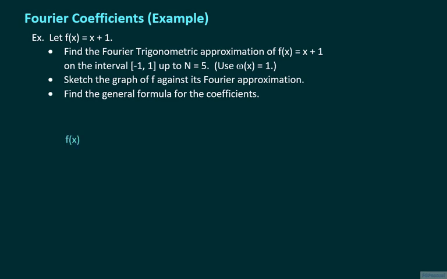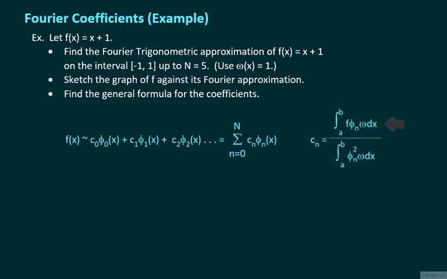If the Fourier series of f is given by c sub 0 times phi sub 0 plus c sub 1 times phi sub 1 plus c sub 2 times phi sub 2, and so on, where the phi sub n's are the basis functions, then c sub n is given by this fraction. The numerator is the inner product of f with phi sub n with respect to omega over the interval from a to b. The denominator is the inner product of phi sub n with itself.